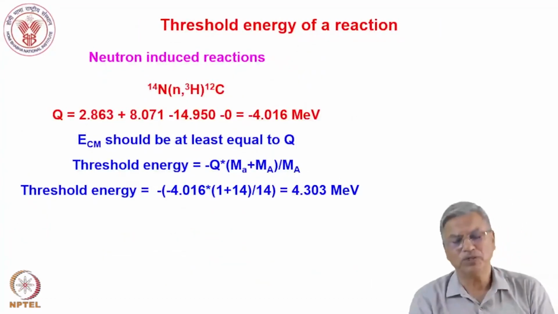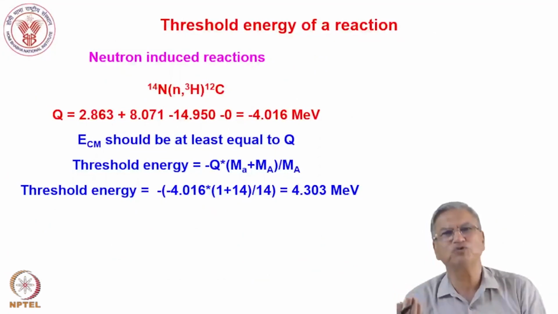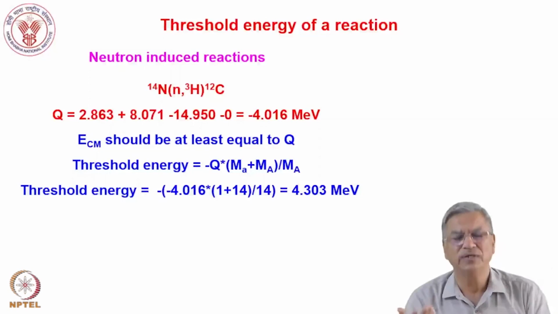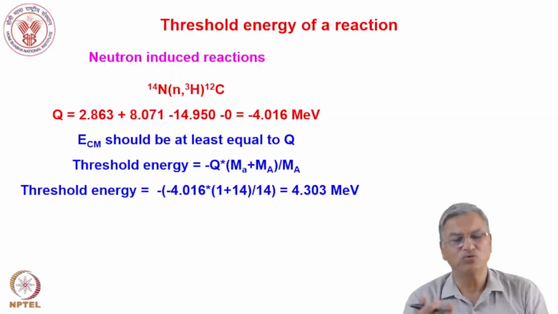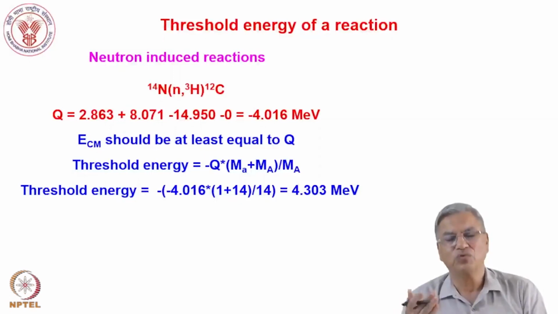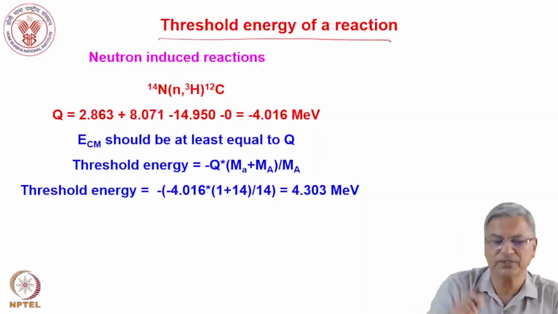Now, depending upon the type of Q value, whether the Q value is positive or negative: if there is a positive Q value reaction, then for a neutron-induced reaction there is no threshold. Even thermal neutrons can undergo the reaction. But if the Q value of a reaction is negative, then for a neutron-induced reaction also, we require a threshold energy. The neutron should have a minimum energy, which is called the threshold energy of a reaction.